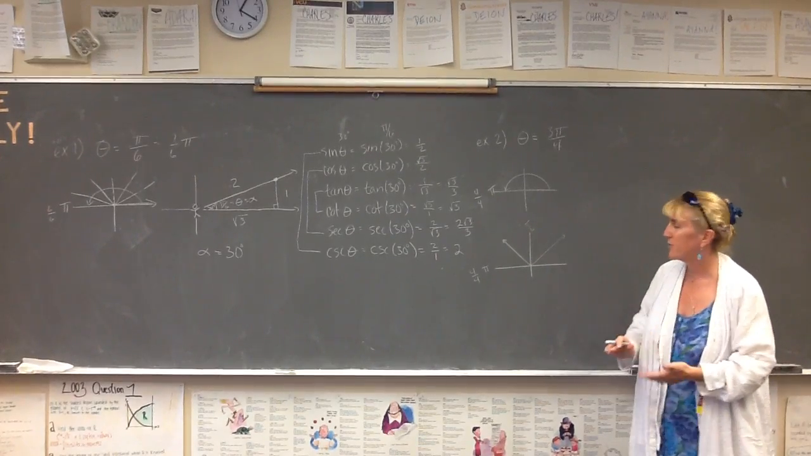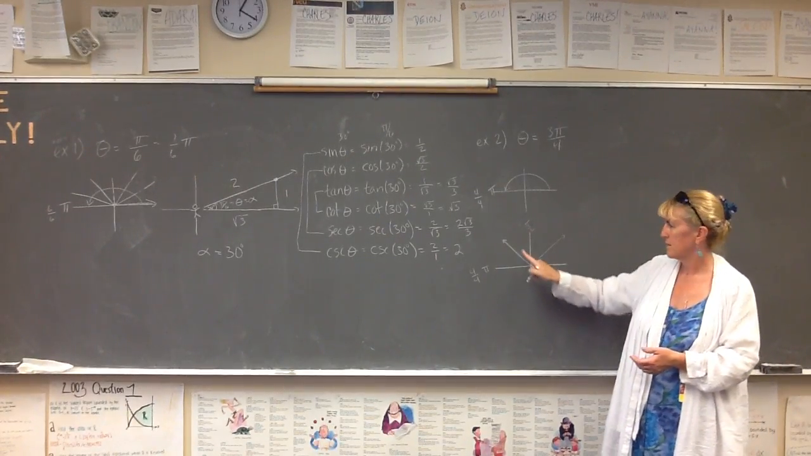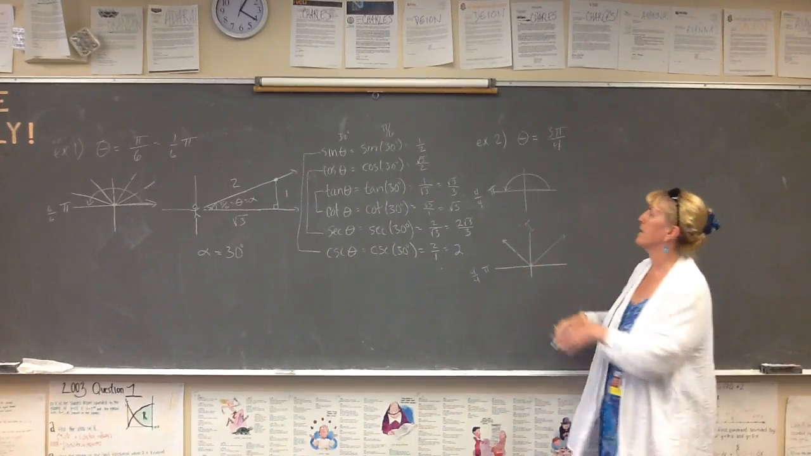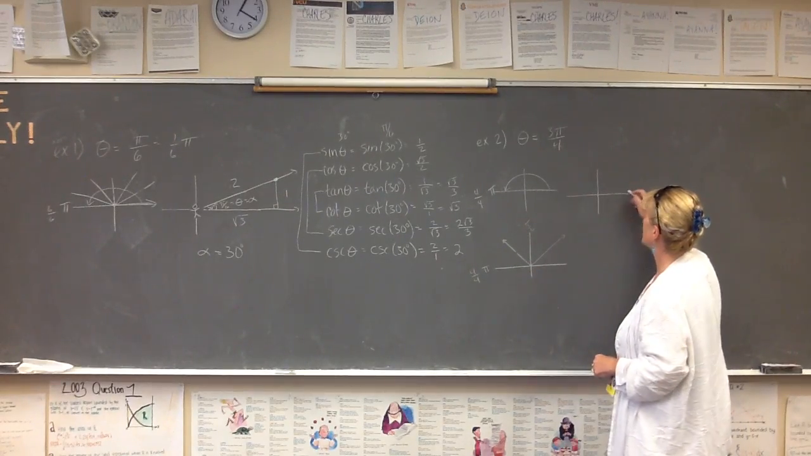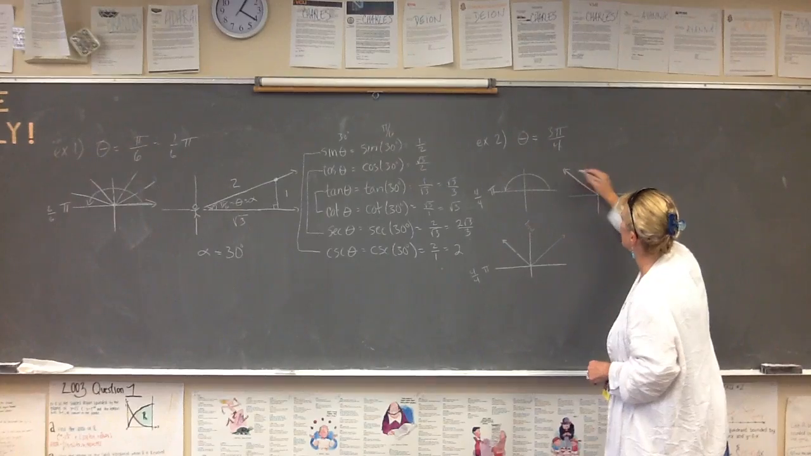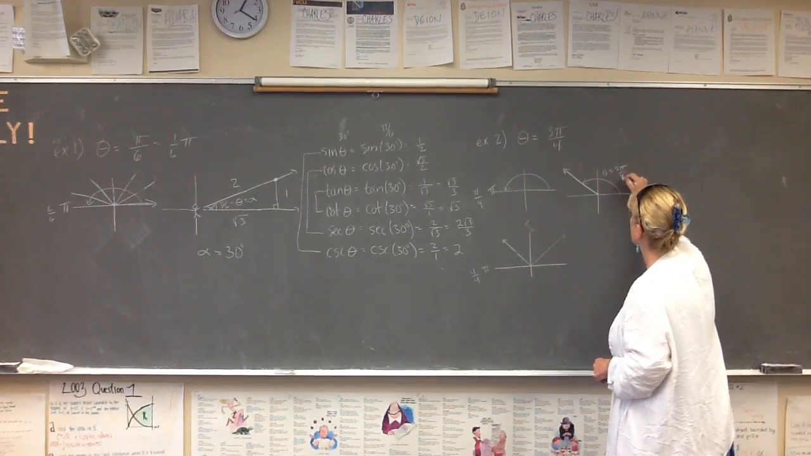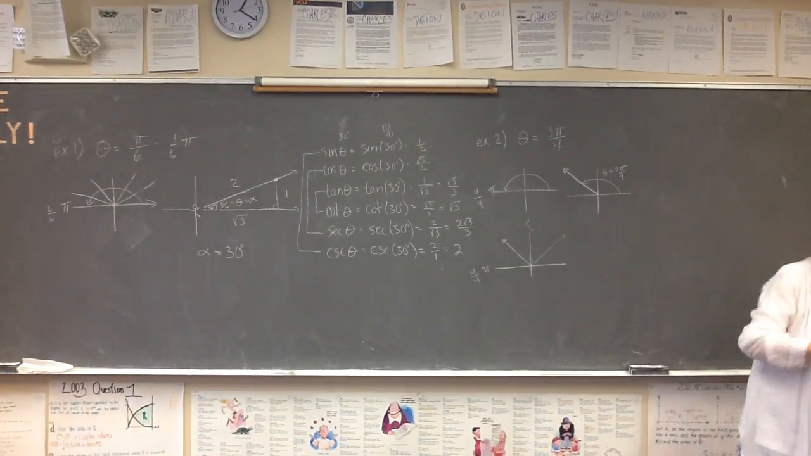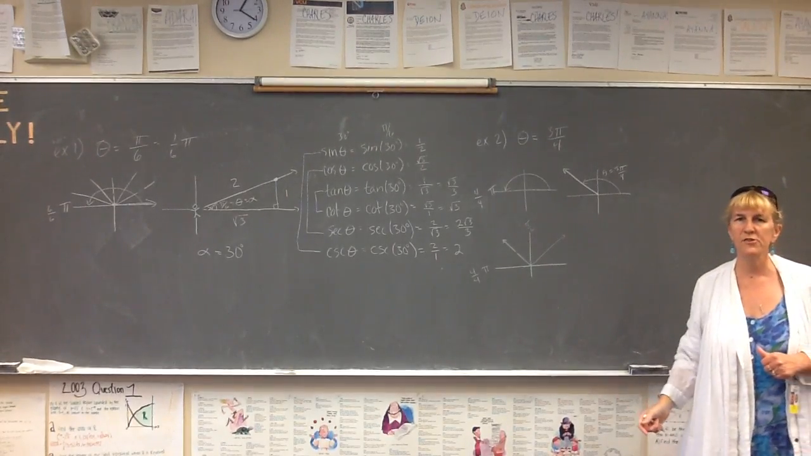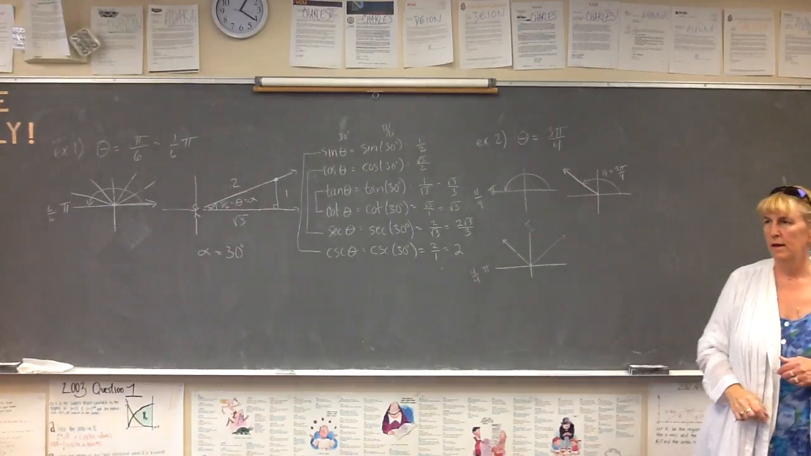So where's 3 pi over 4? This mark right here, right? All right. So I got a lot of stuff going on here. I just want 3 pi over 4 right there. Boom. Here's theta equals 3 pi over 4. That's my theta, the big angle that brings me from my initial side to my terminal side.